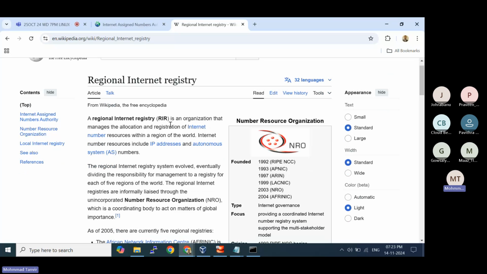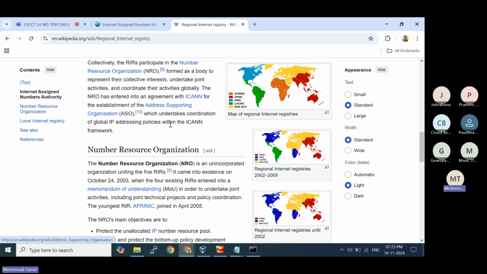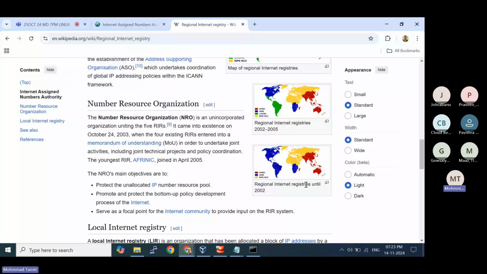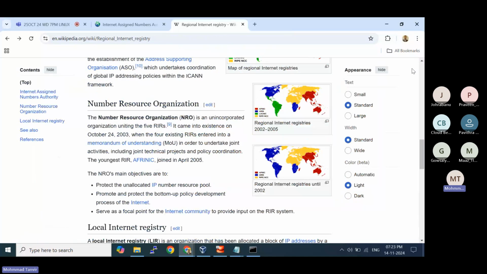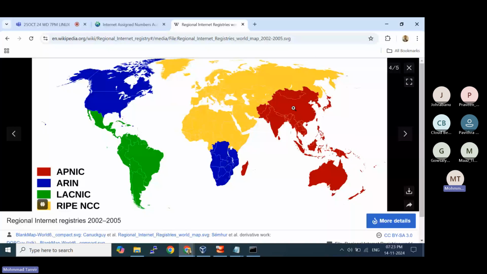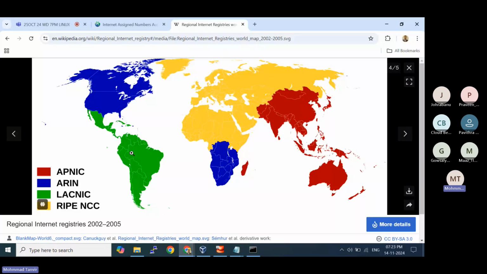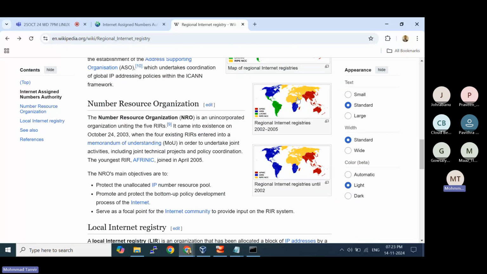So this entire world was earlier divided into three RIRs: APNIC, ARIN, RIPE NCC. That was until 2002. After that, from 2002 to 2005, it was divided into four RIRs. Now it is divided into five RIRs.